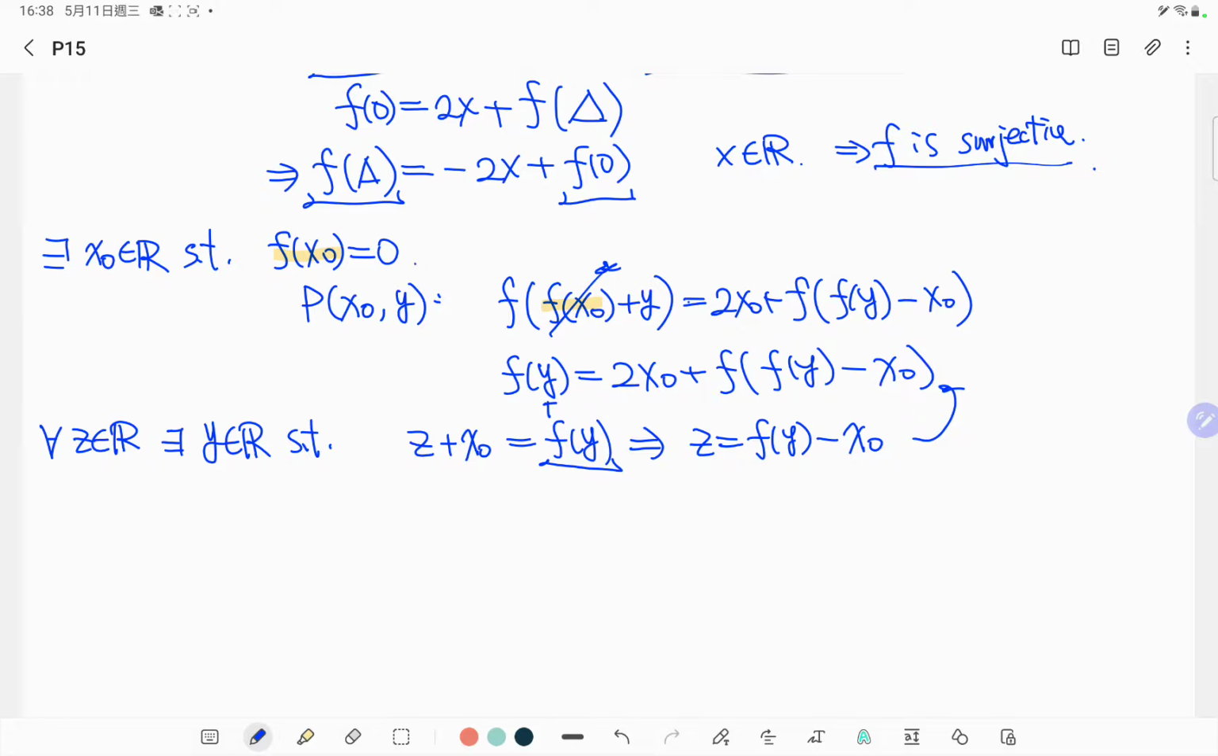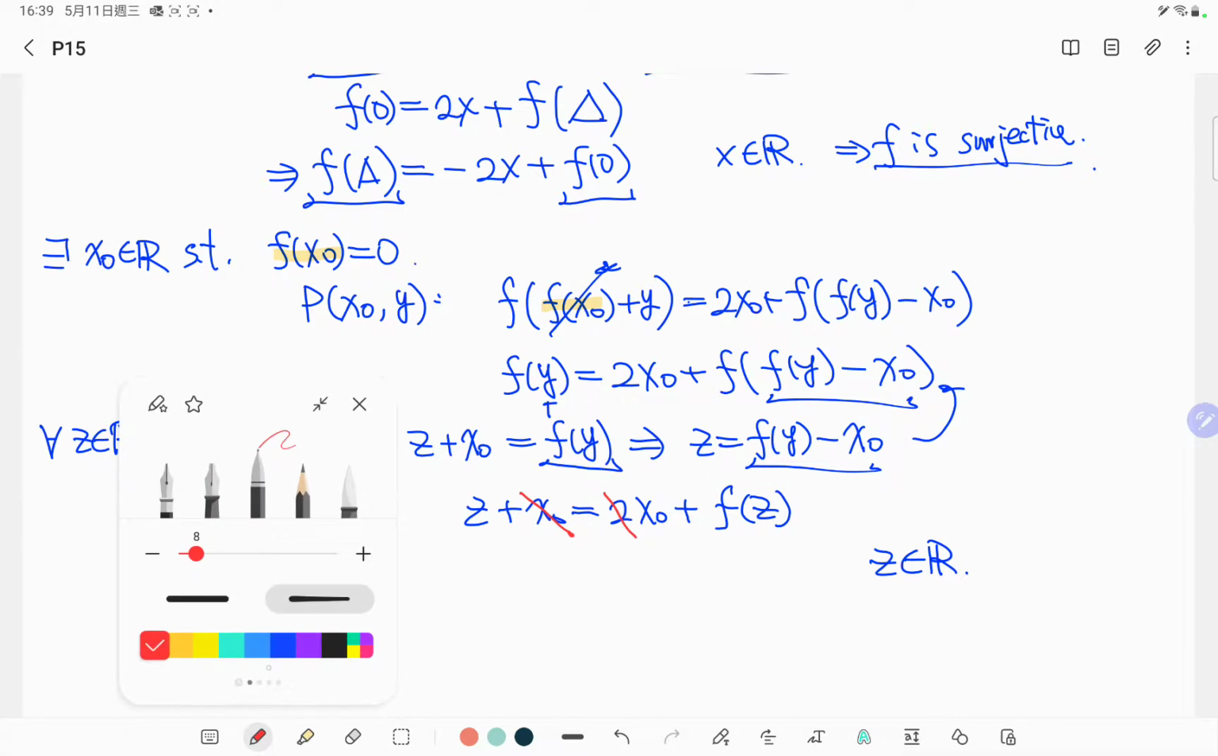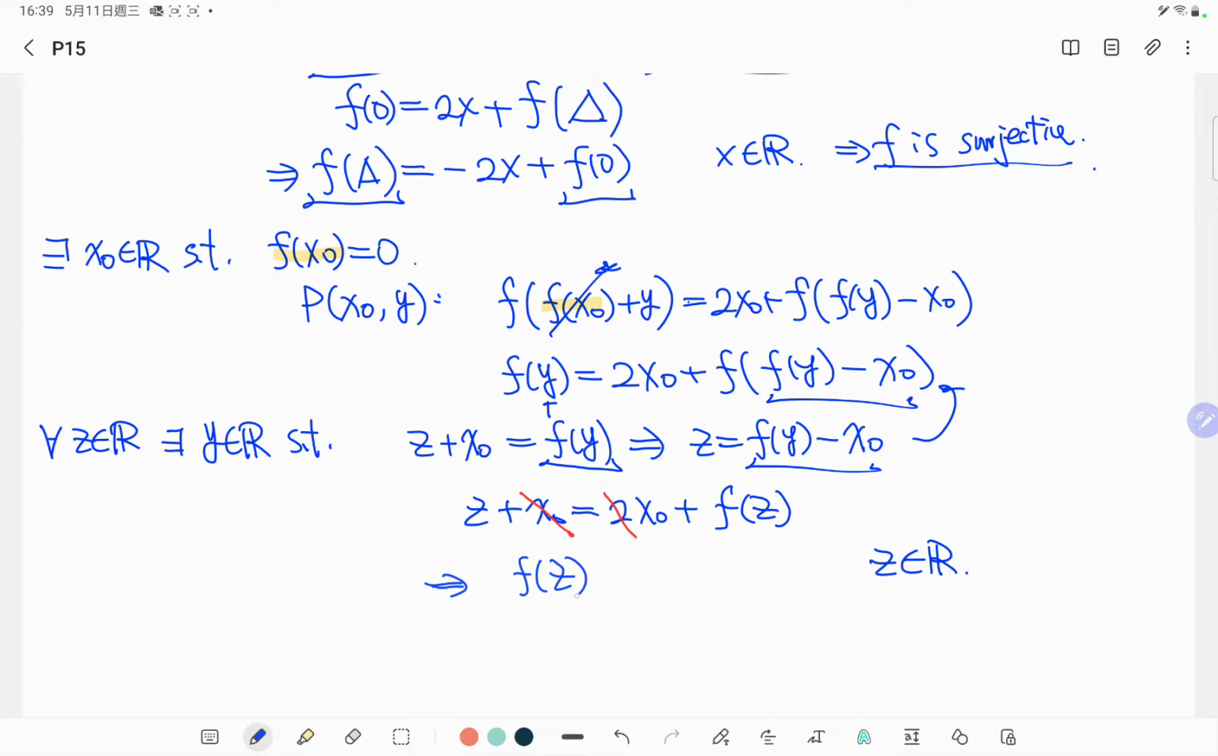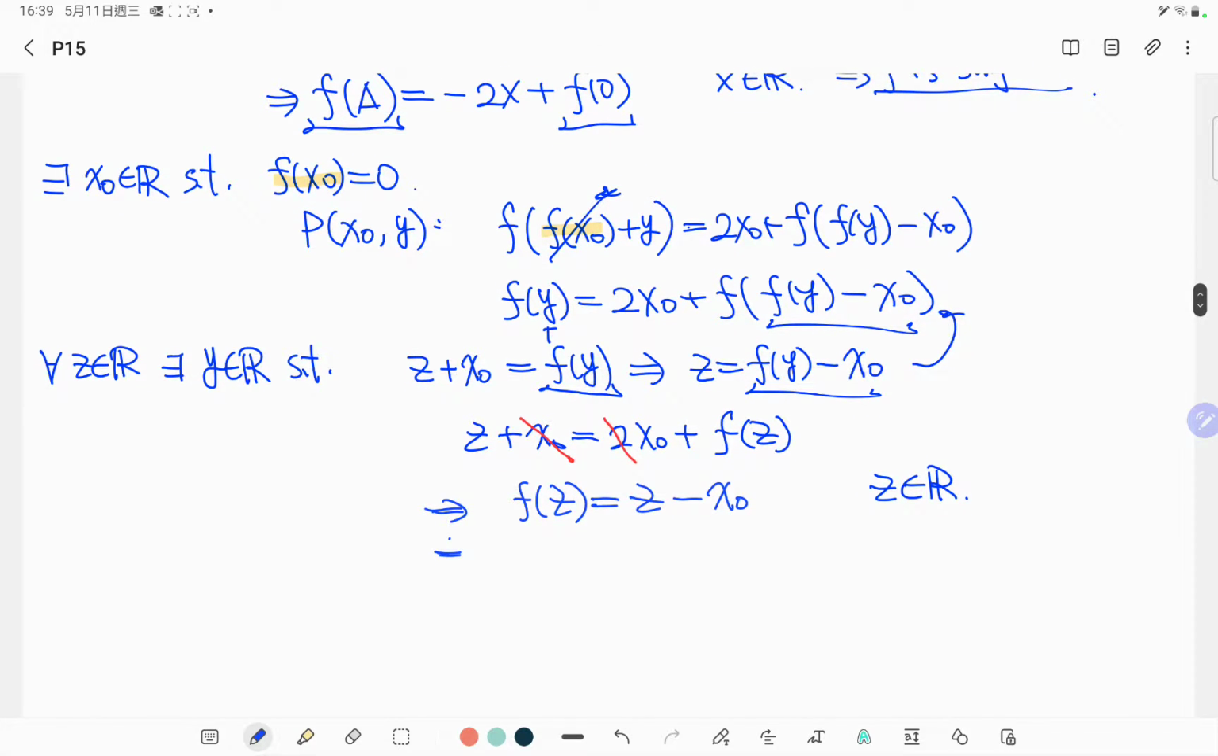We can put this in here, and because we have f of y here, we can change it to z plus x sub 0 equals 2x sub 0 plus f of z on the right side, and here z is an arbitrary number in real number. So here we can just cancel x sub 0. So finally we have f of z equals z minus x sub 0. Or actually we can just write it as f of x equals x plus a constant k. Although this is a negative x sub 0, we can just call it another variable, plus k, rather than negative x sub 0.